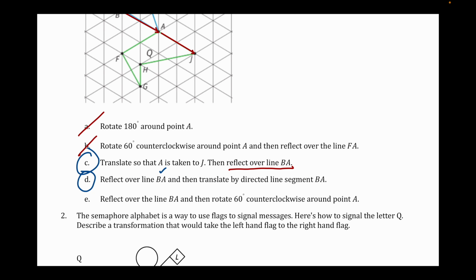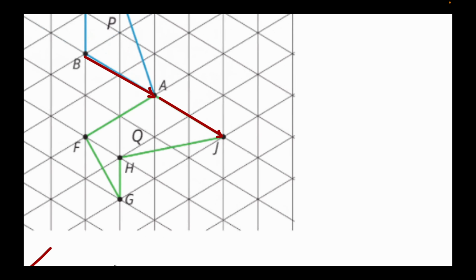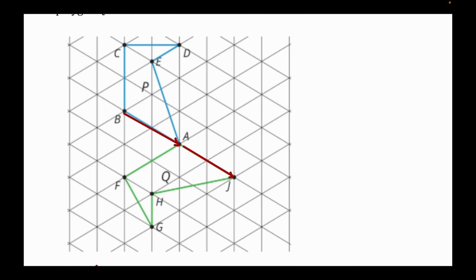The last one is to reflect over line BA, so we're starting out okay, and then rotate 60 degrees counterclockwise around point A. Well, if I'm just focusing on A and J, that rotation's still not going to work, because if we're reflecting across BA, B and A are both going to stay in the same spot. So B and A are still both going to be here. And if we're rotating around point A, there's no way that point A is going to move onto J. That's just not going to happen.